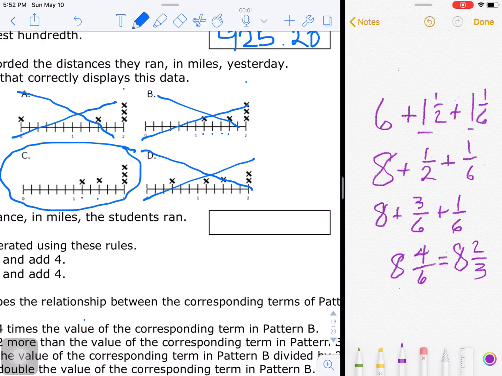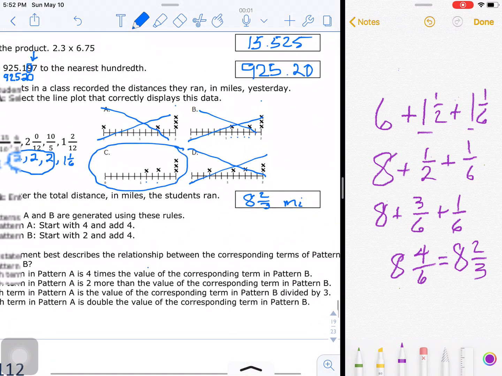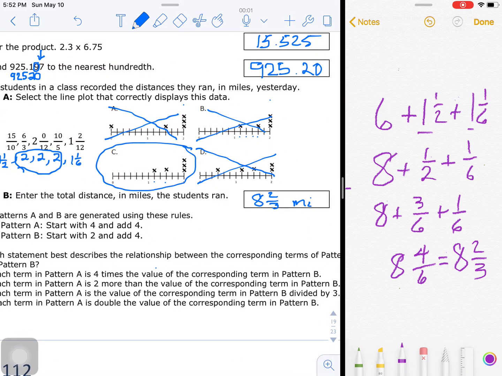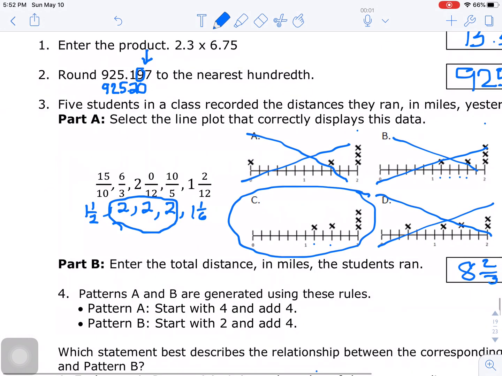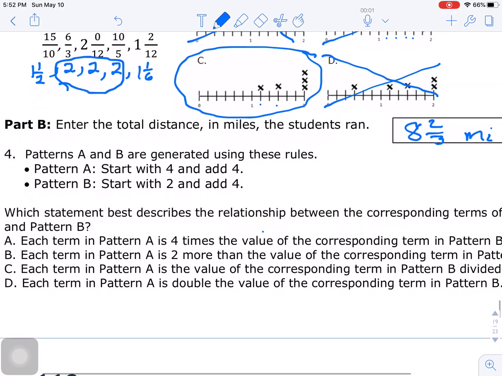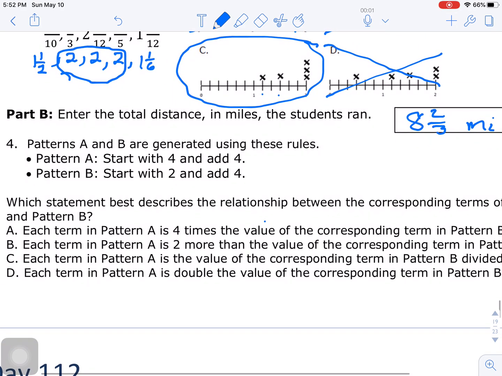Okay, so we'll go record our answer. They ran 8 and 2/3 miles total. And there we have it. Okay, now problem number 4. This says patterns A and B are generated using these rules. Pattern A, start with 4 and add 4.